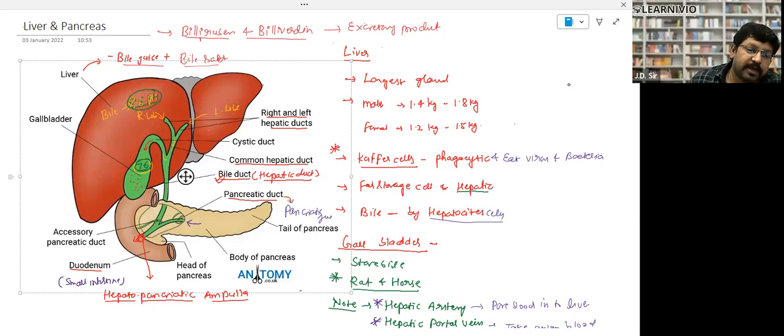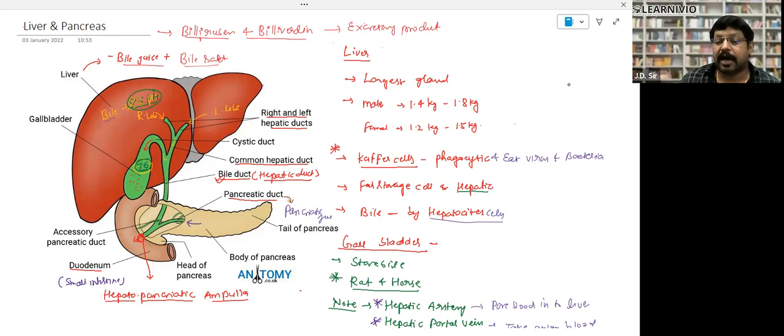So these hepatic ducts bring the bile, which is secreted by the liver. Bile is a secretion made by the liver. What is the pH value of bile? 8.6 is the pH value over here. The liver secretes bile juice plus bile salt, right? Along with the bile juice and bile salt, it also secretes bilirubin and biliverdin.